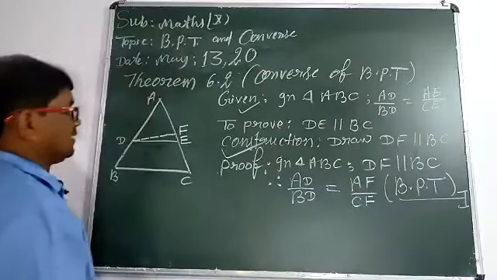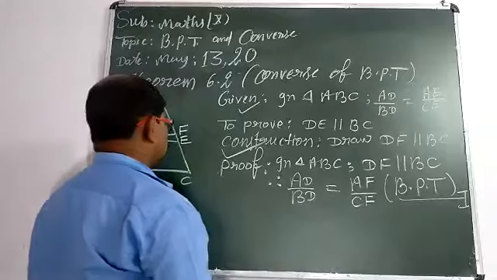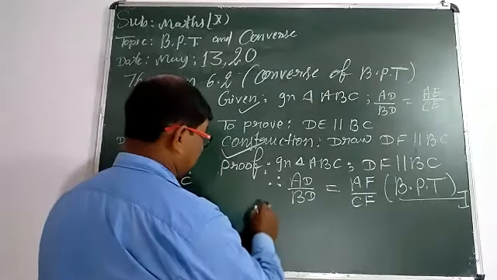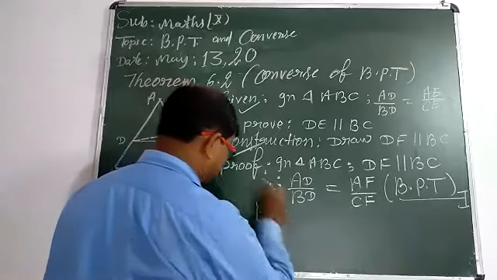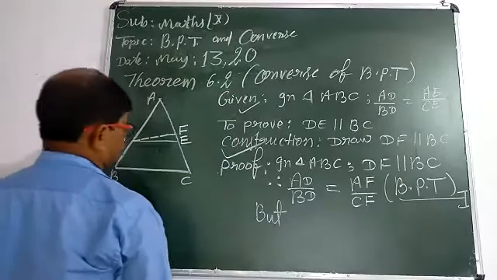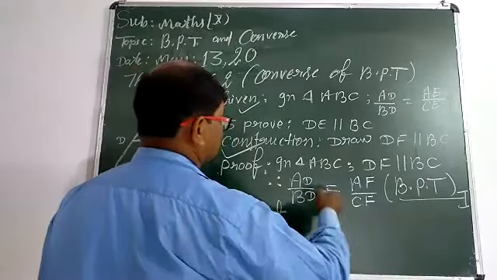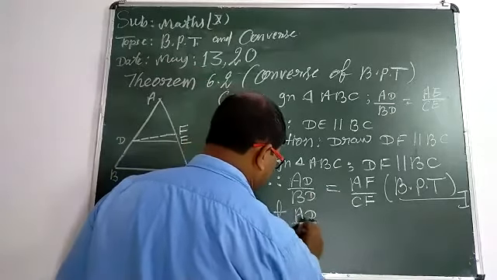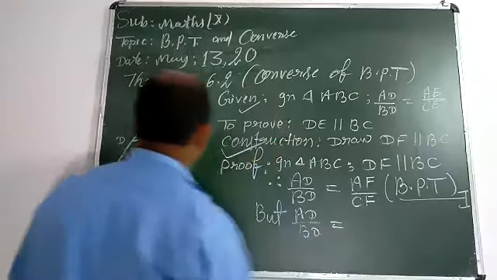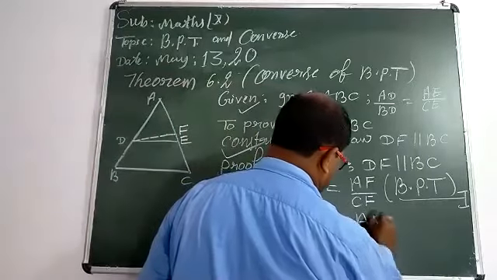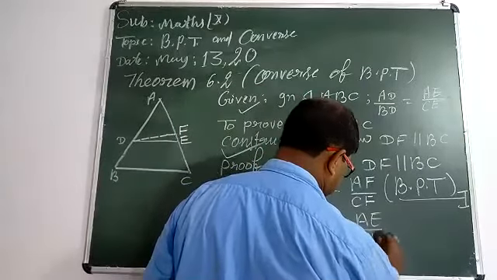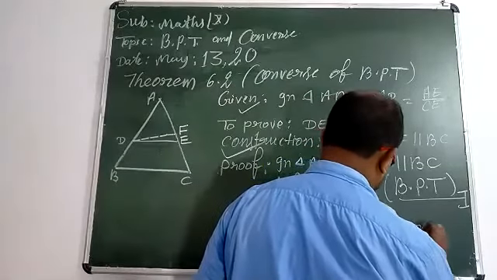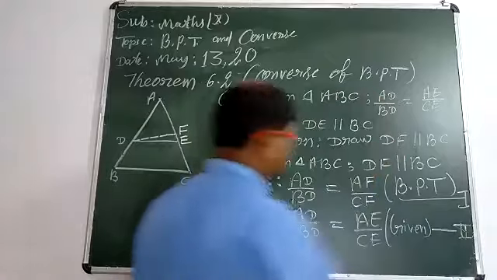Okay? Student, remember one thing. According to the given sum, you should write but. What but? AD upon BD equals AE upon CE. Okay? That is given. That is given in the main statement, student.